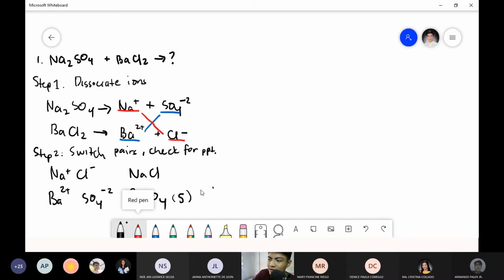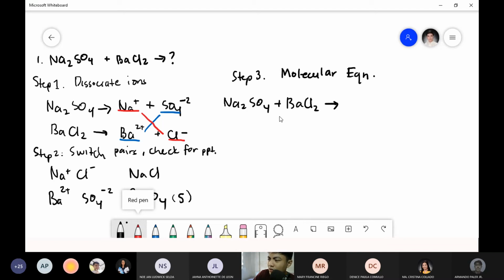Okay? So since we determined na may precipitate tayo, we will proceed with step 3. Ano yan? Molecular equation. So, molecular equation, you write your reactant. Pagkatapos ko dito, pwede kayong mag-screenshot. These are your reactants, these are your products. Ayan. Yung products mo ito. Sodium chloride, barium sulfate. And, kapag may precipitate, anong gagawin?